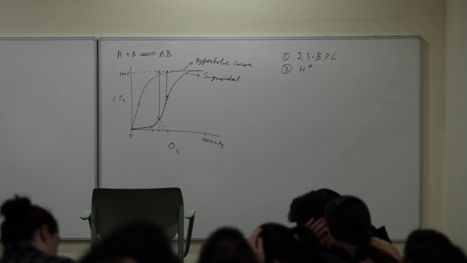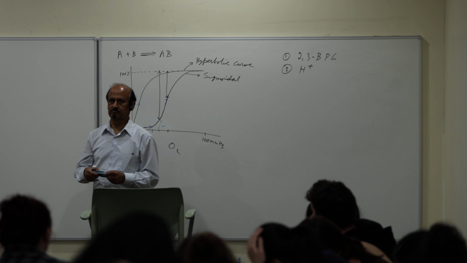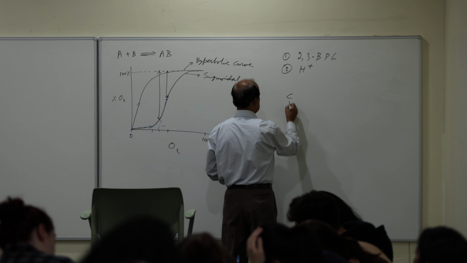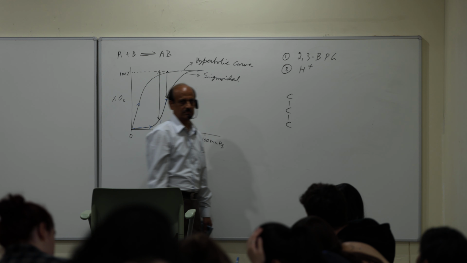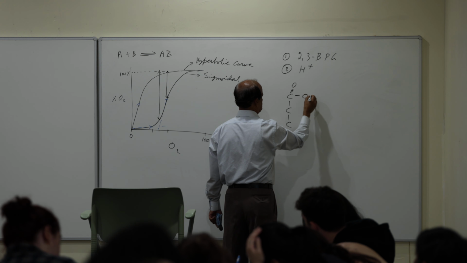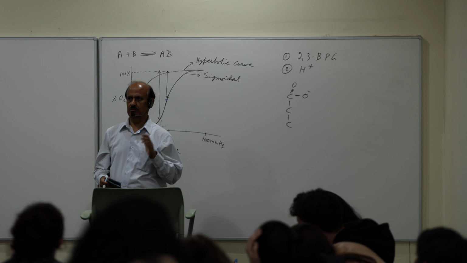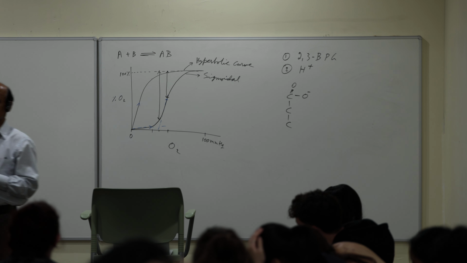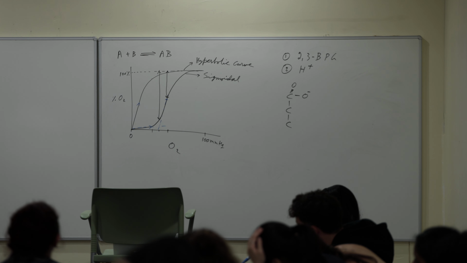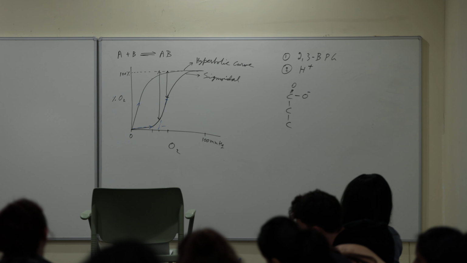So 2,3-BPG stands for bisphosphoglycerate. If anyone knows the structure of glycerate, it has 3 carbons. It is derived from glycerol. So it has 3 carbons in a chain, and glycerate, of course, means there is a carboxyl group. And 2,3-bisphosphoglycerate means there is a phosphate at carbon 2 and a phosphate at carbon 3. Bis means 2. Right? Di also means 2, as in ADP, adenosine diphosphate.